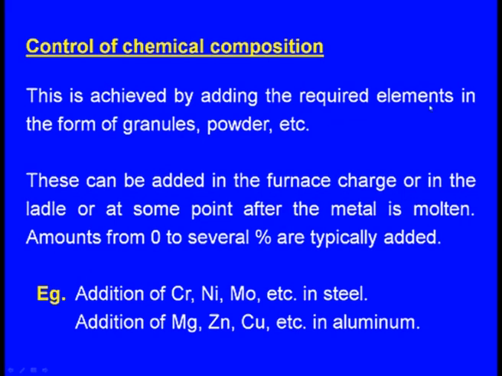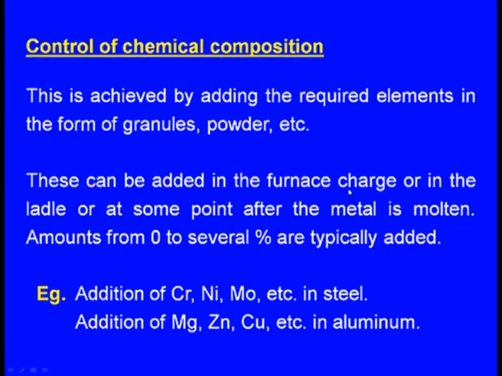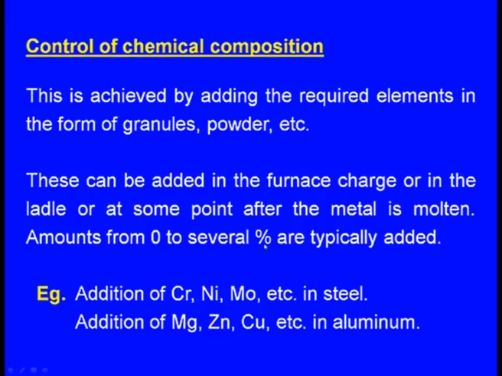In the control of chemical composition, this is achieved by adding required elements in the form of granules or powder into the molten metal. Suppose we are melting steel, if it requires chromium, we will be adding chromium granules into the molten metal, or nickel granules into the molten metal, right. So, this can be added in the furnace charge or in the ladle. You see, this can be done at two stages. One is the furnace charge or in the ladle, or at some time after the metal is molten. Amounts from 0 to several percentage are typically added.